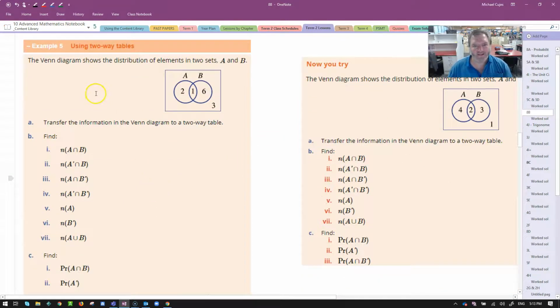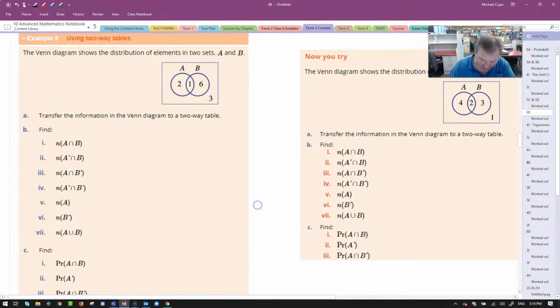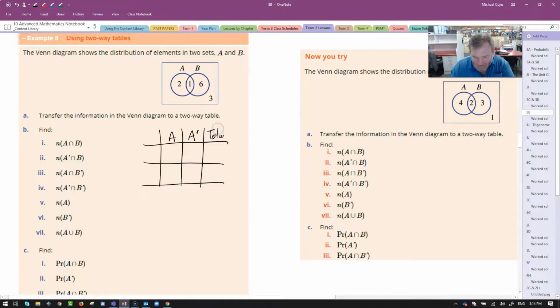All right, last example we're up to. Using two-way tables. A Venn diagram shows the elements in the two sets A and B. Transfer the information in the Venn diagram into a two-way table. What do our two-way tables look like? You probably remember, but let's just take it through. We have set A, and either you're in it or you're not in it. And I'm going to have another little section over here for the total.